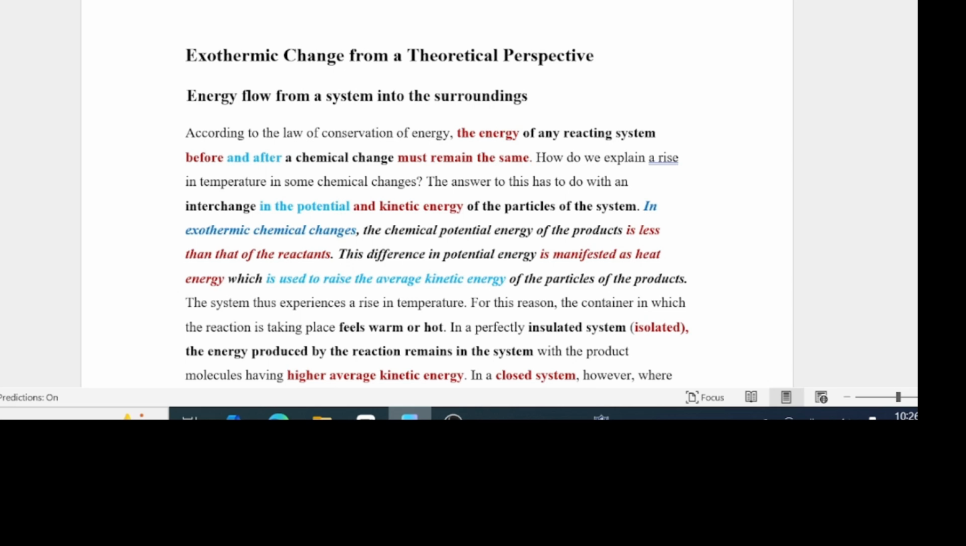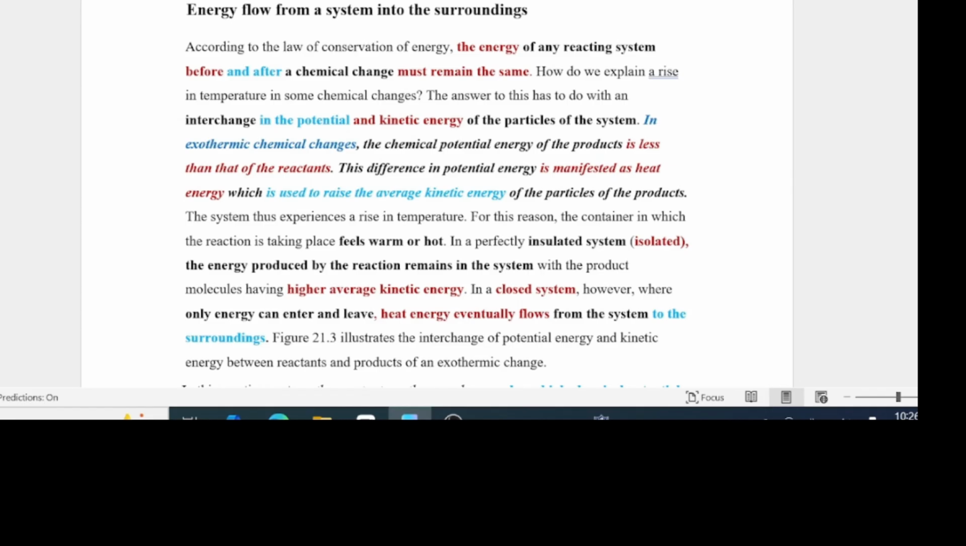We'll now be looking at any exothermic change from a theoretical perspective to explain how energy flows from a system into the surroundings. According to the law of conservation of energy, the energy of any reactant system before and after a chemical change must remain the same. How do we explain a rise in temperature in some chemical changes?